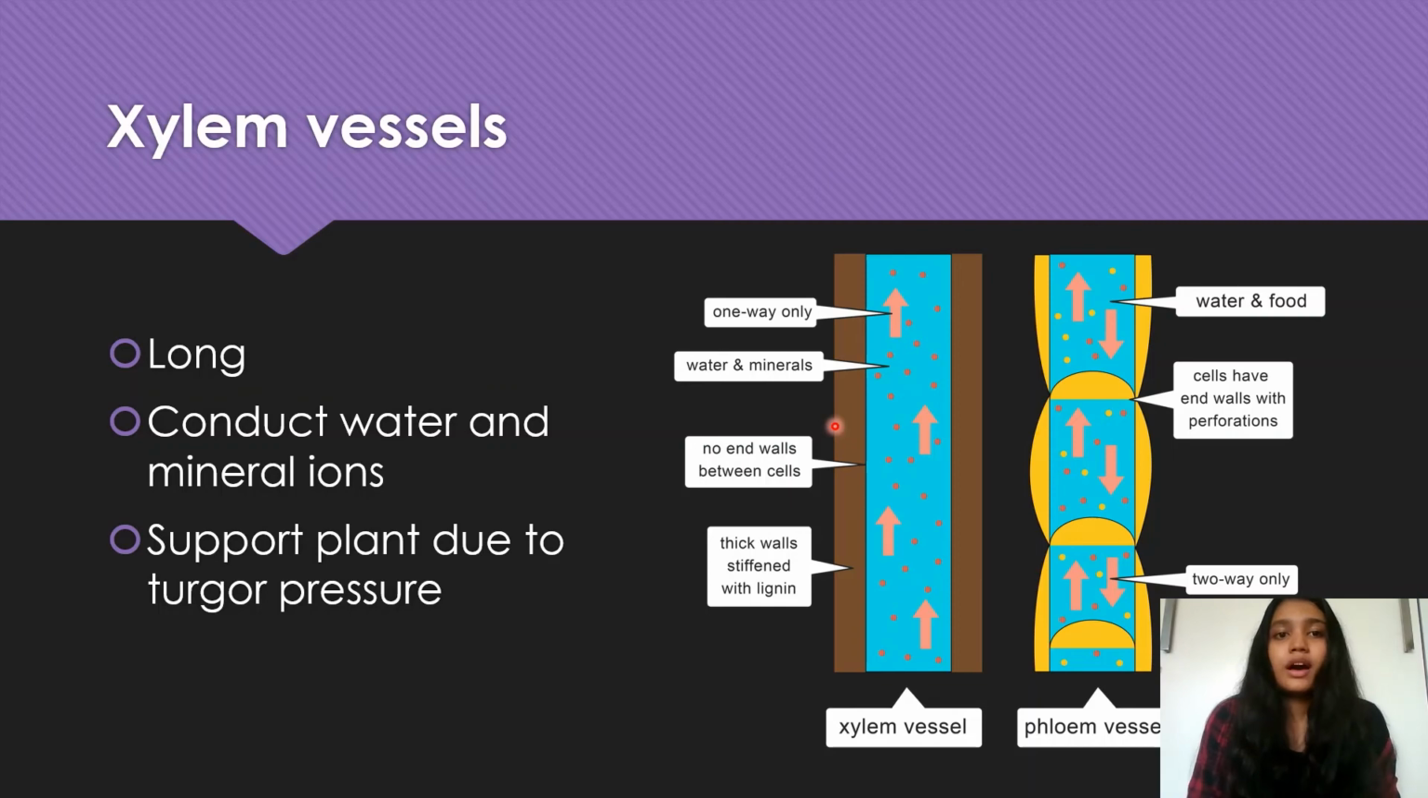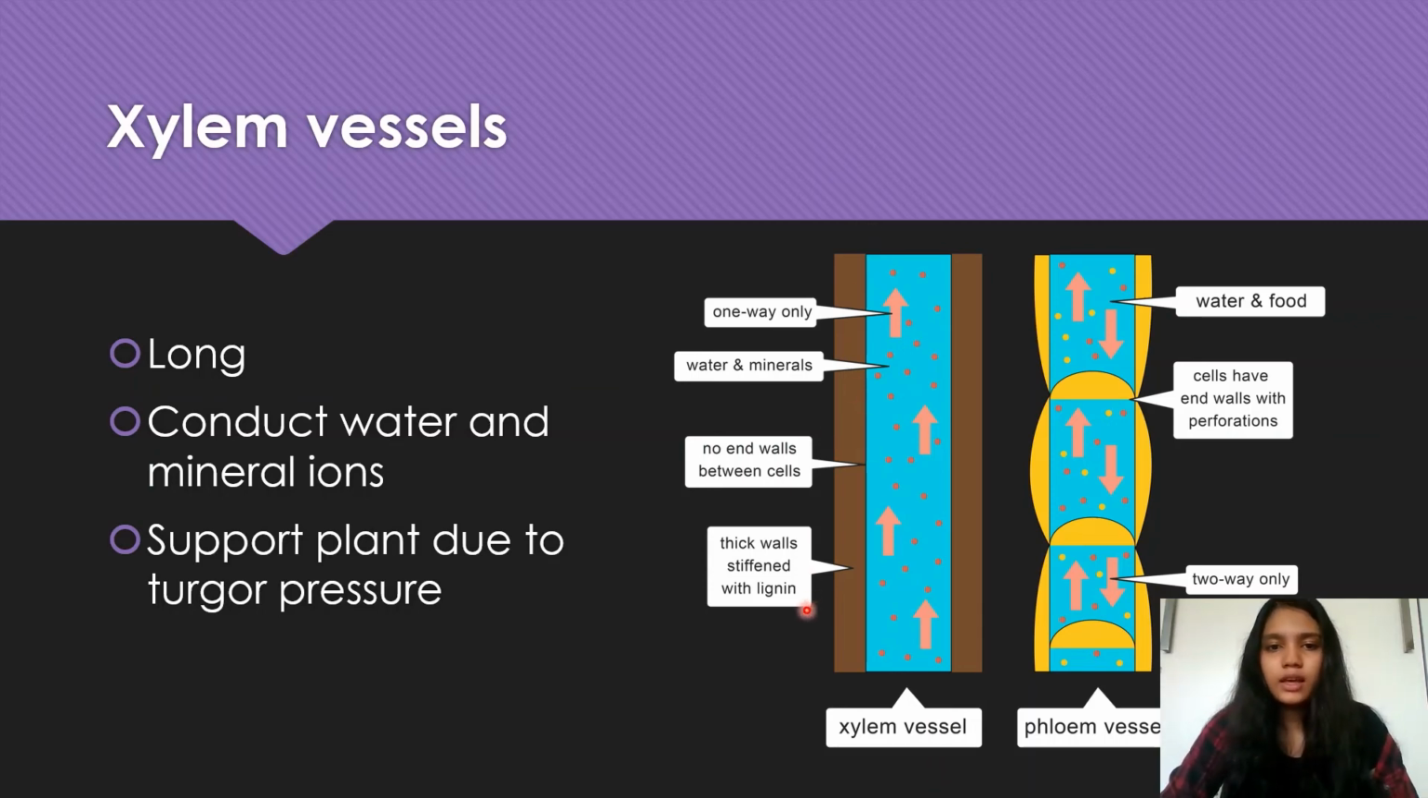Then you have the xylem vessel, which is basically long and it conducts water and mineral ions. It supports the plant due to its turgor pressure. All of these terms, turgor pressure, conducting water, you will learn in the next chapter and chapters 6, 7 and 8, which are mainly about plants. Okay, but this is a xylem vessel.